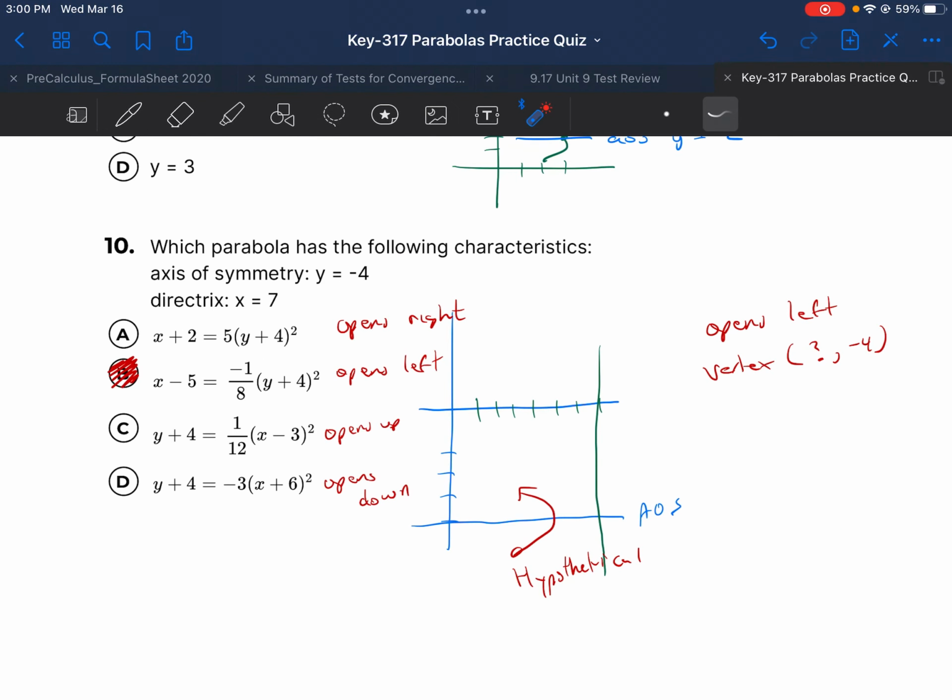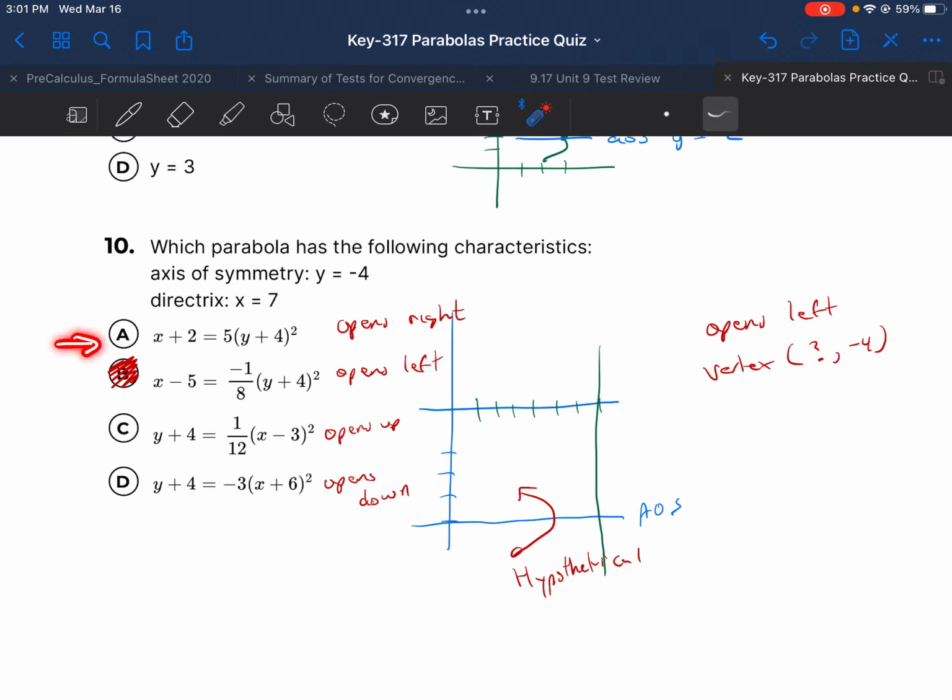Then finally, in our last example, which parabola has an axis of symmetry of y equals -4 and a directrix of x equals 7? Well, first off, let's eliminate a couple wrong answer choices here. If the axis of symmetry is y equals -4, then what that's telling us is that we need a horizontal line to cut this parabola in half. If the axis of symmetry is horizontal, then the parabola itself has to be horizontal. So we can eliminate C and D because these are both vertical parabolas. We need a horizontal parabola for the axis of symmetry to be a horizontal line.